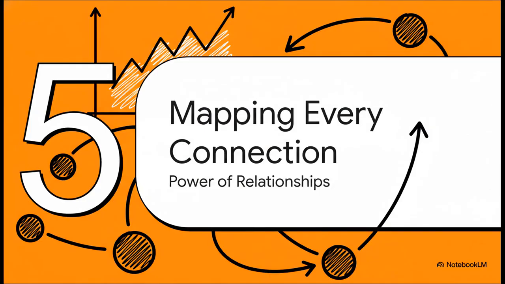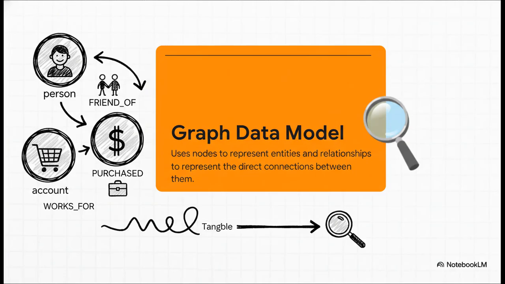Okay, but what about that performance graph we saw? What happens when the connections between your data are actually more important than the data points themselves? For that kind of problem, we need to pull a different tool from our toolbox, the graph database. So instead of thinking in tables, a graph database thinks in terms of nodes and relationships. A node is a thing, a person, a product, a bank account. And a relationship is the direct explicit connection between them, like friend of, purchased, or works for.